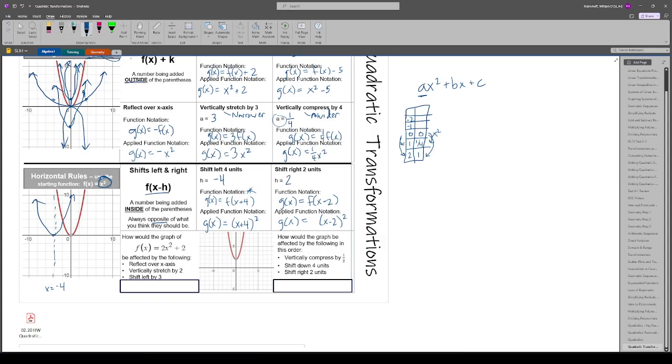Okay, so let's look at what would happen there. With the plus 4, we moved 4 to the left. With the minus 2, our vertex moves 2 to the right. We didn't multiply by anything, so we still have the same curvature.